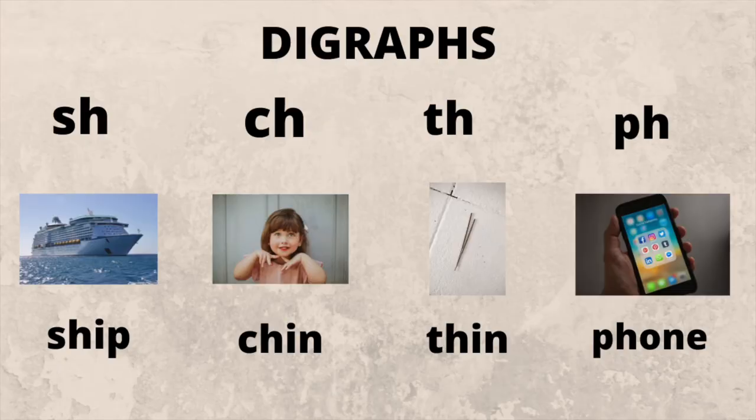A digraph is a combination of two letters that come together to make one sound. For example, you can see S, H. S sounds s and H sounds h, and together, sh, ship. Yes.